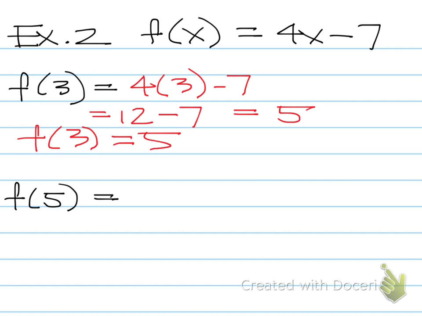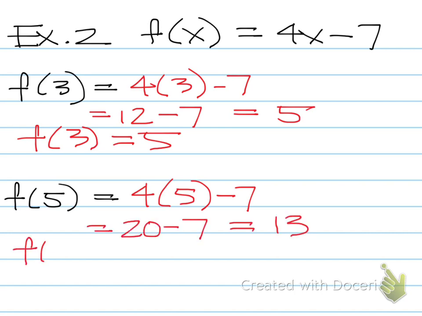And then to find out what f of 5 is for that same function, we simply replace the x with a 5. 4 times 5 is 20. 20 minus 7 is 13. So f of 5 is equal to 13.